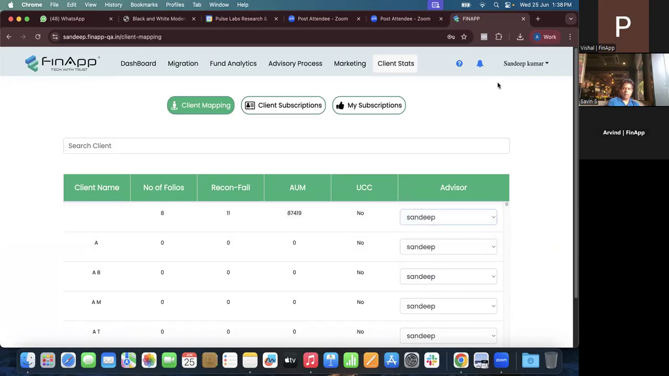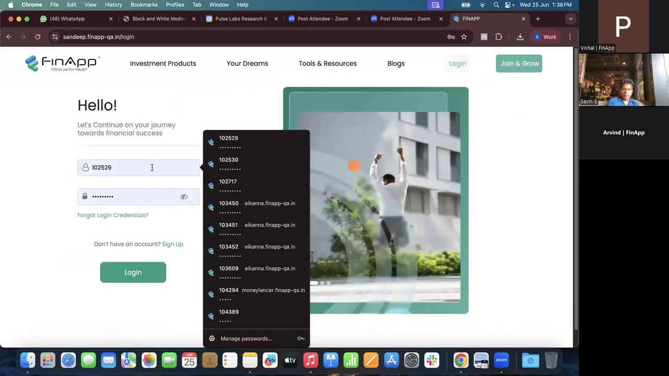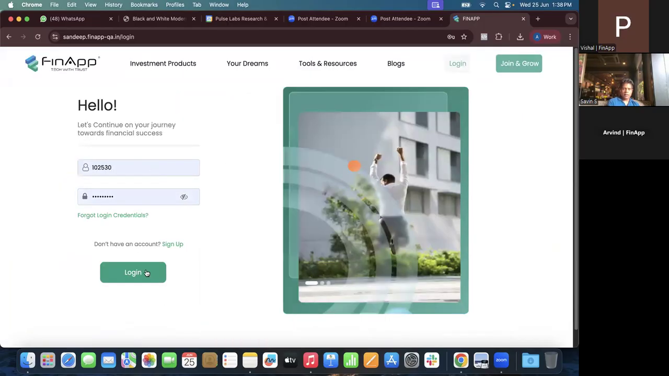Right. So this is another thing. I'll just log out from here and go in as an RM. Now, let's say Saban is an owner of the business. He will set up the business for himself, do the research part and everything. And when he's meeting his clients, he will log in as an RM.